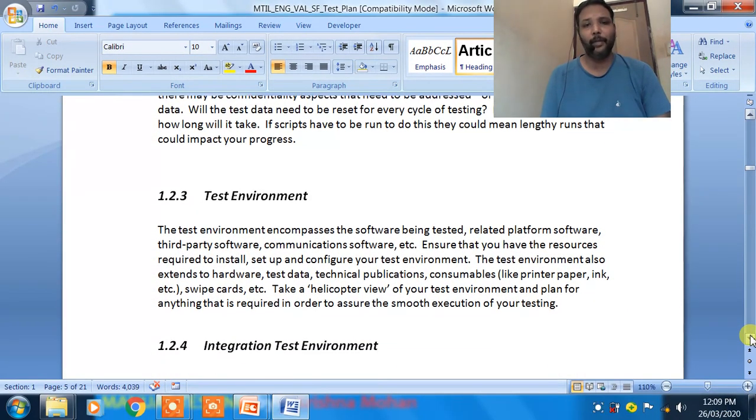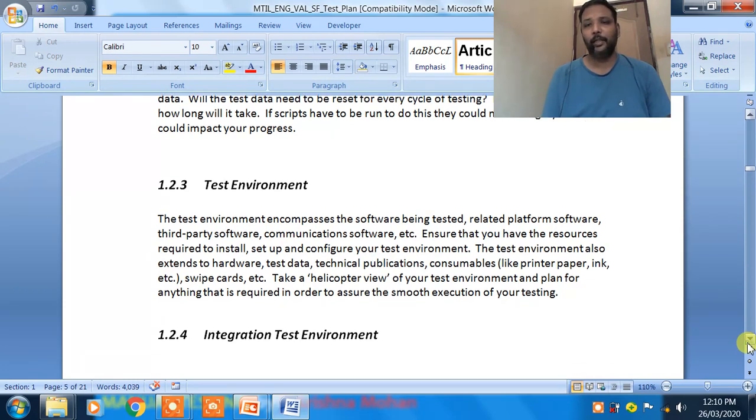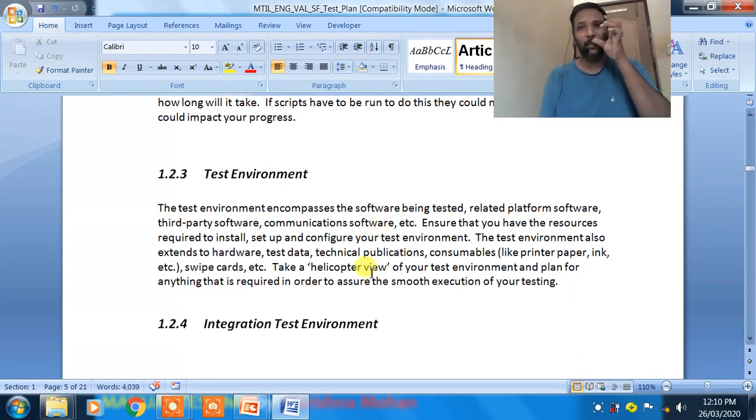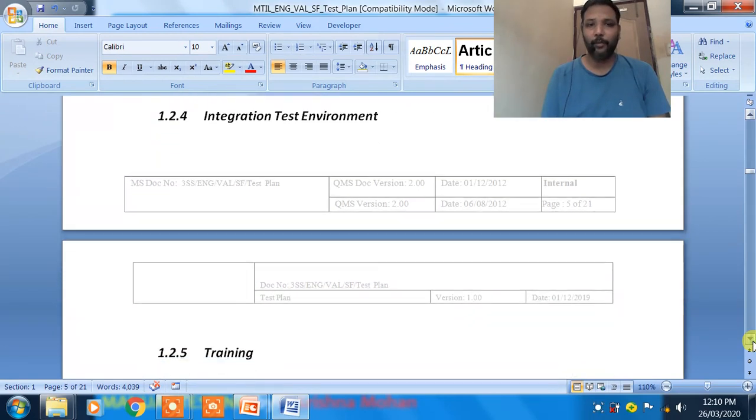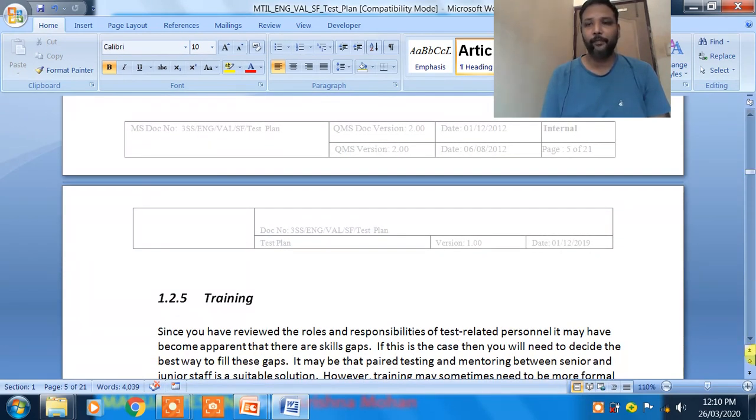This is the test environment. Here the bifurcation is done for the integration environment. We have to mention what we are considering as the environment: hardware, software, OS, any servers if you are using. All those things have to be mentioned over here. And here we have to mention the architecture also. Which type of architecture it actually is: three tier, two tier, or single tier. So here the integration test environment also has to be mentioned.